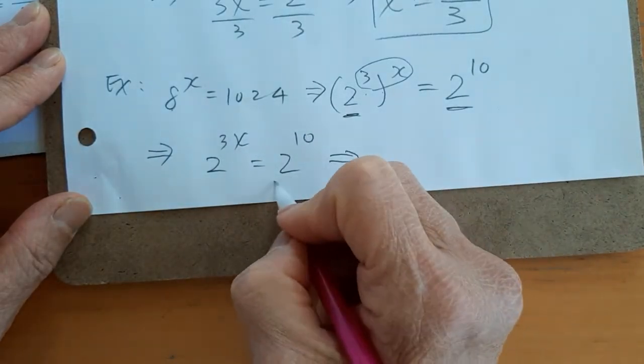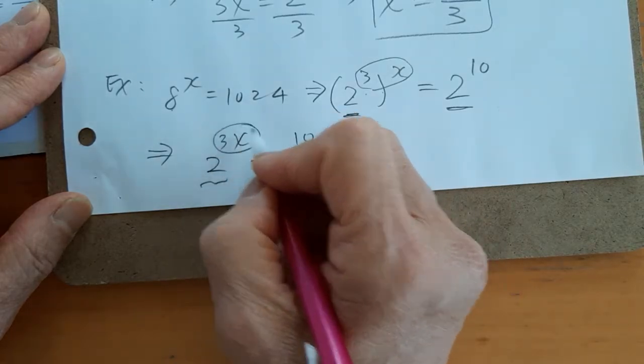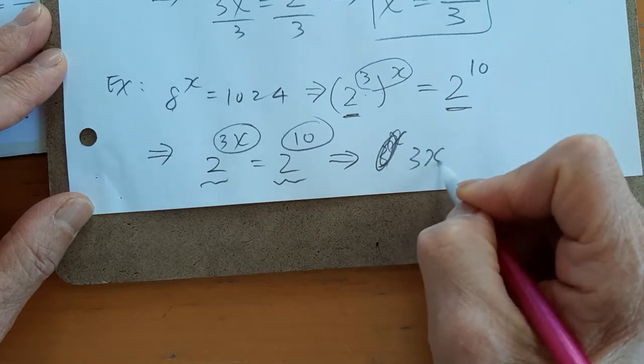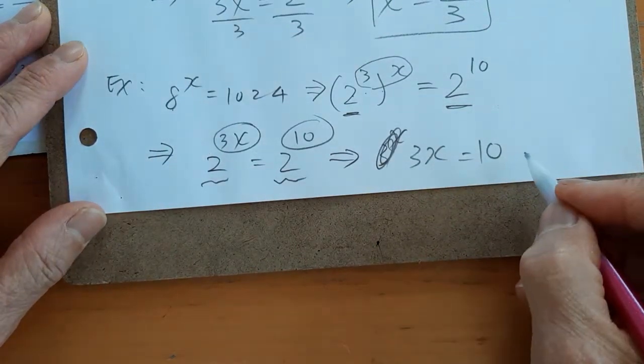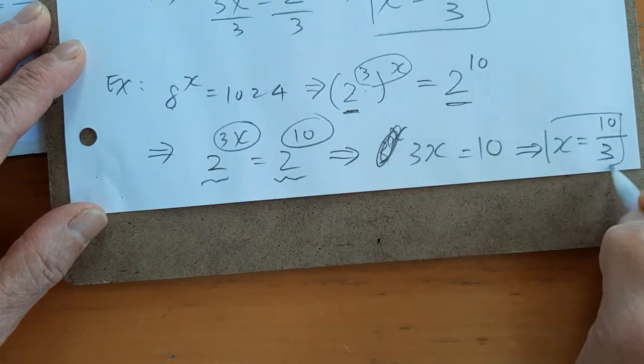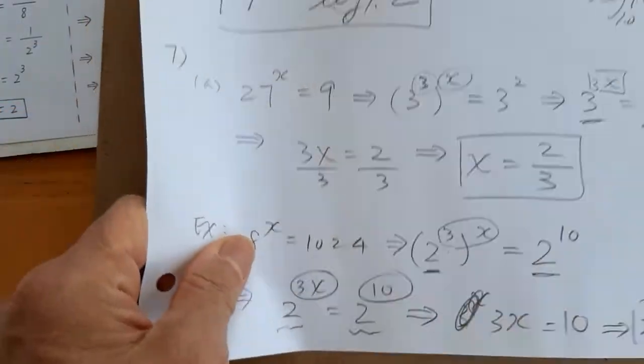And now you have the same base, so the exponents should be equal. So 3x equals 10. Then divide by 3, so x equals 10/3. So if you change to the same base, you can solve for x.